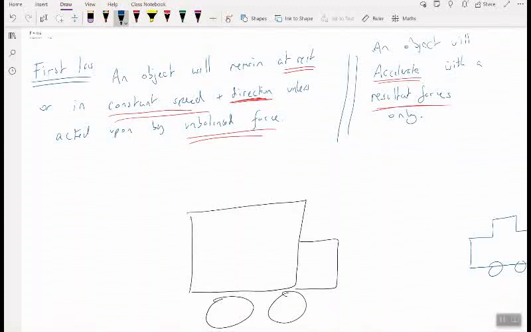So Newton's second law, F equals ma, is working out, well, okay, if a resultant force causes an object to accelerate, how much acceleration is there? It's a way of quantifying the first law, linking the resultant force to the acceleration.